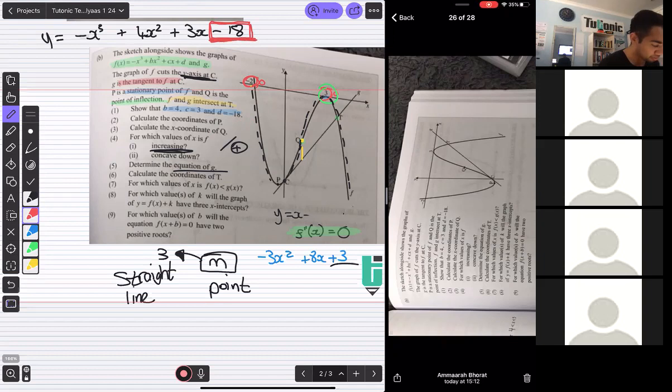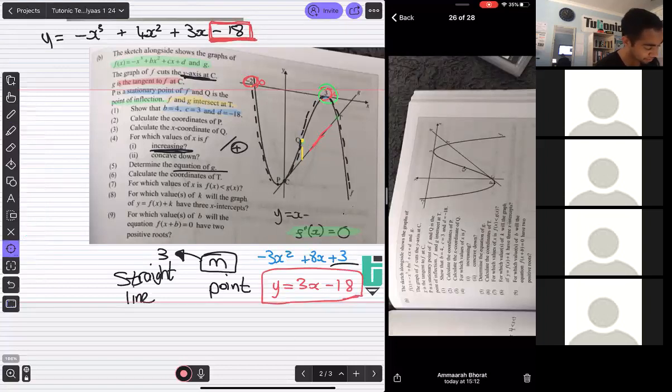So why I'm telling you that is because if this is a straight line graph, and you know the gradient is 3, then the equation is just going to be y equals 3x minus 18. Because the gradient is 3 and it cuts the y-axis at minus 18. And you know that because the cubic function cuts the y-axis at minus 18, because d is minus 18. Does that make sense?